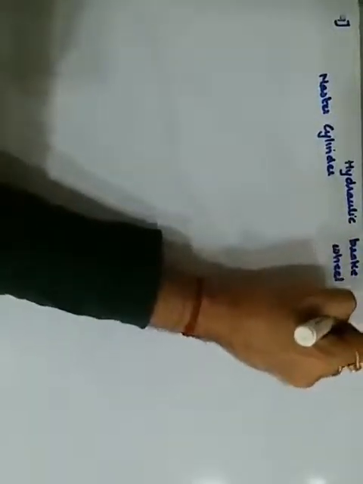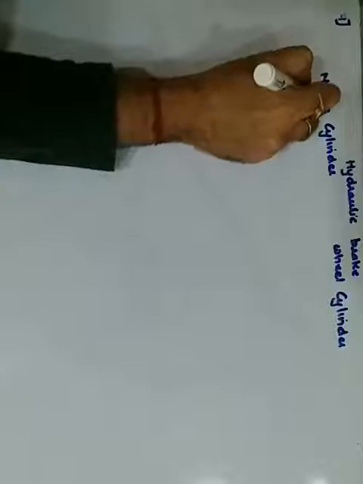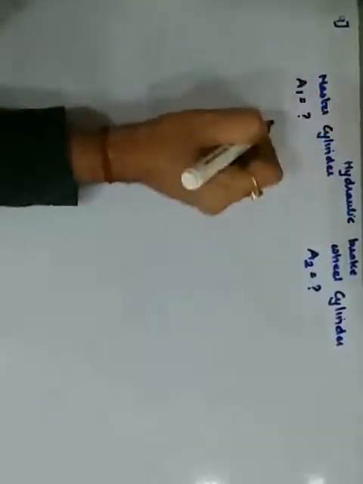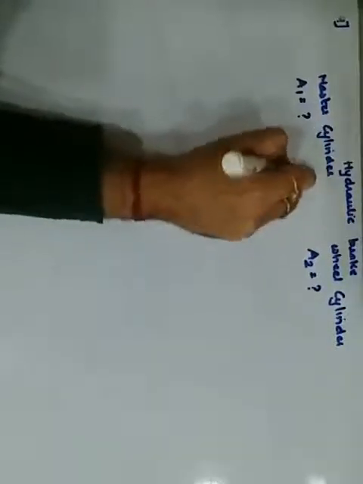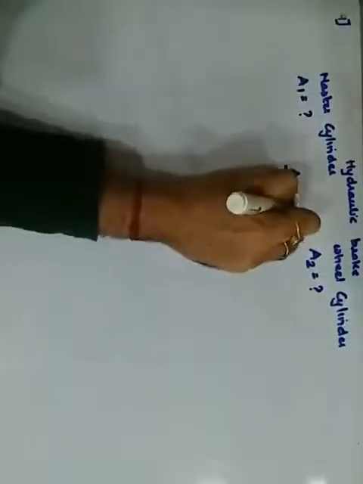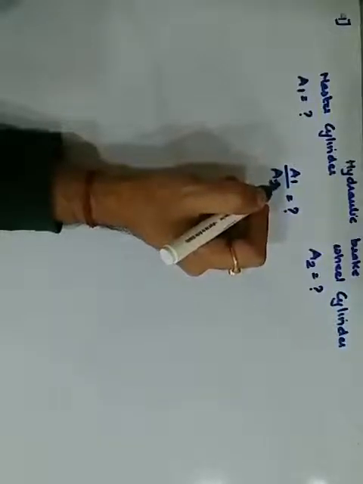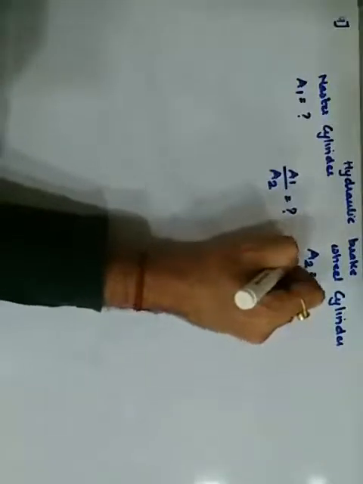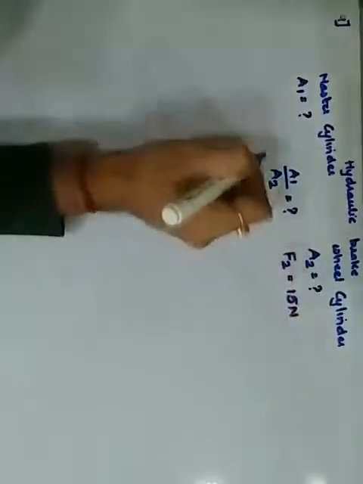Okay, so how do we proceed? What they require is the ratio of the areas. Let the area of this be A1, let the area of this be A2. We want the ratio A1 upon A2 of the cross section of the master cylinder and the wheel cylinder, provided they have given that a force of 15 Newton can be obtained at each of the brakes. Meaning here, on the wheel, the force produced will be 15 Newton.